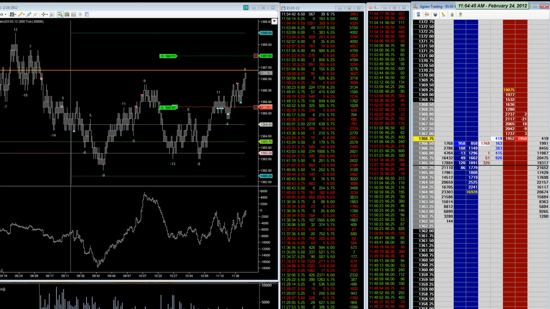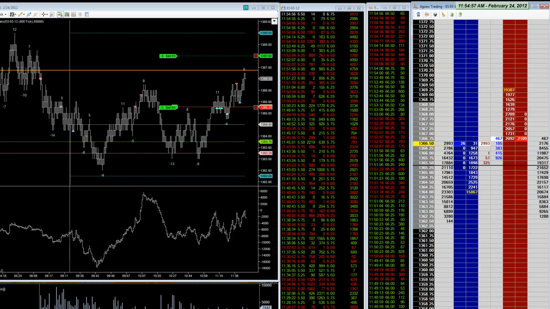So 11:55 almost, nearly midnight my time. We've gone up a point and a half, been in the trade well over 30 minutes. Looks obviously like we're not going to get the 5 or 6 point pop. This really doesn't count as a pop in my book.